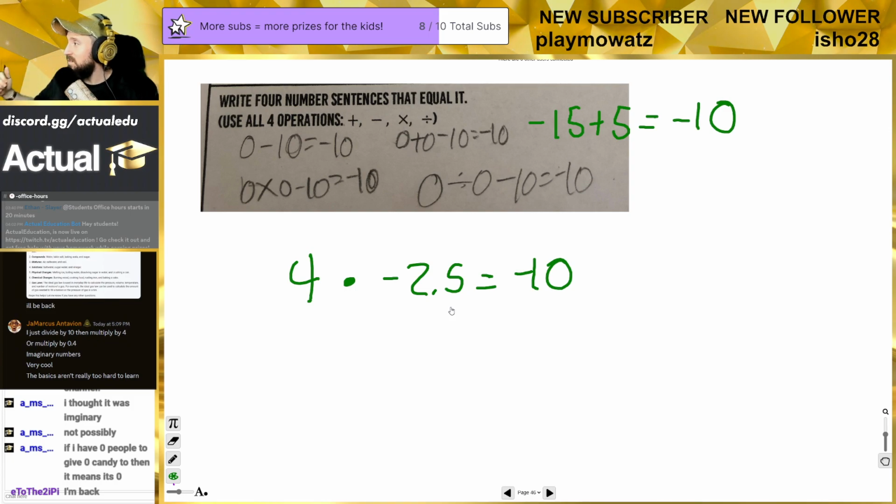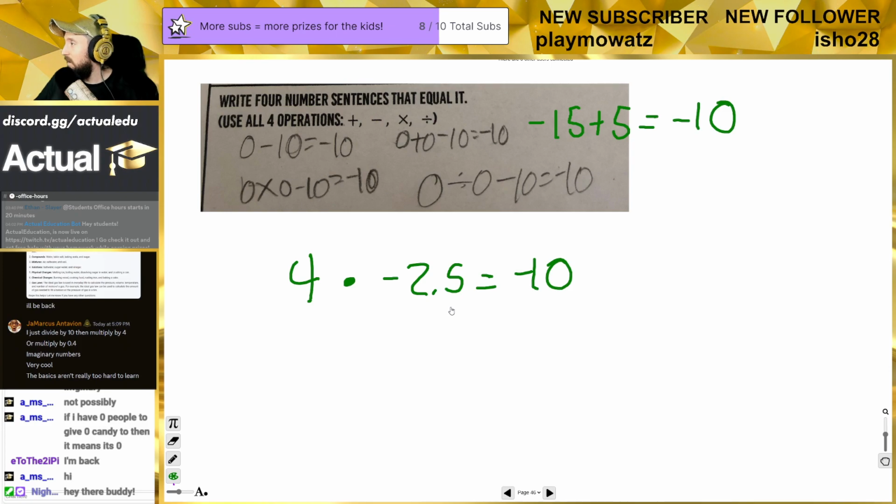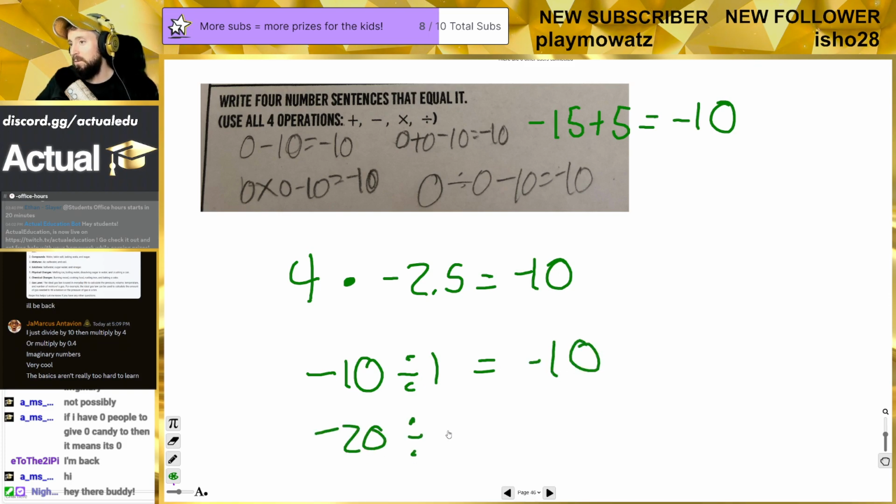For division. One divided by negative 10? That would be 1/10. Or no? No. So we want a bigger number divided by a smaller number to get down to 10, right? Negative 10 divided by 1. Good. Yes. Technically, that works. Negative 10 divided by 1 is equal to negative 10. You could also do like negative 20 divided by 2. This would also be equal to negative 10, right?